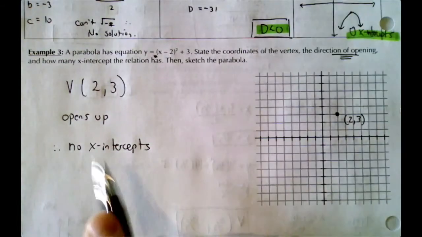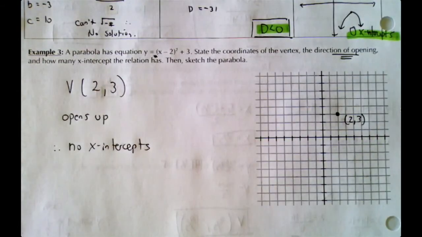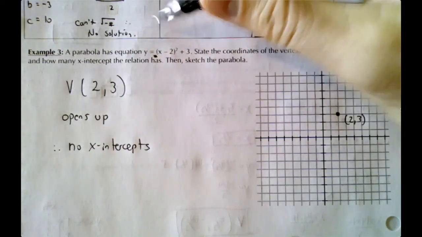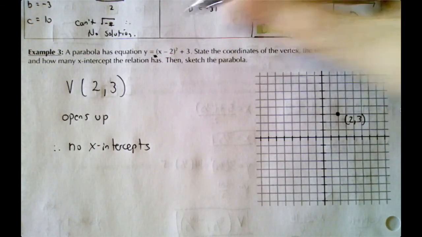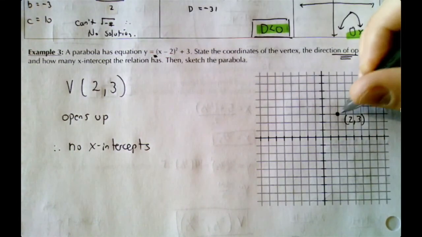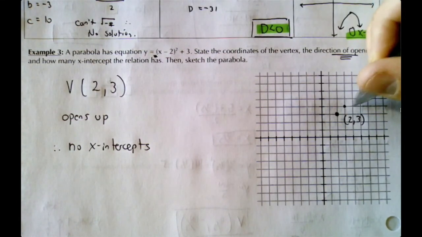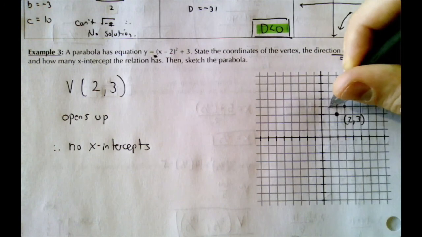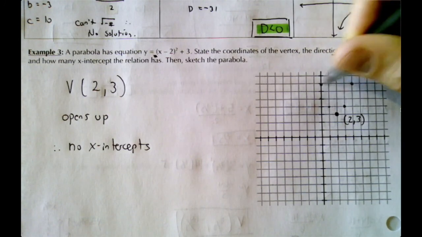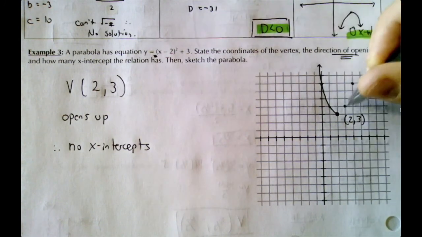So to figure out how many x-intercepts we're going to have if we're in vertex form, we just need to look at the vertex and the direction of opening, and it will tell us. And we can use our knowledge of the step pattern to come up with our sketch. Since we have a 1, we just have the normal step pattern. So over 1 up 1, over 1 up 3. And there's our parabola.